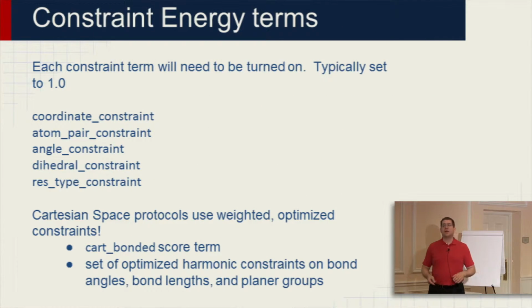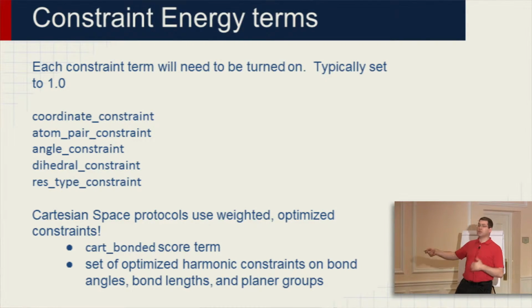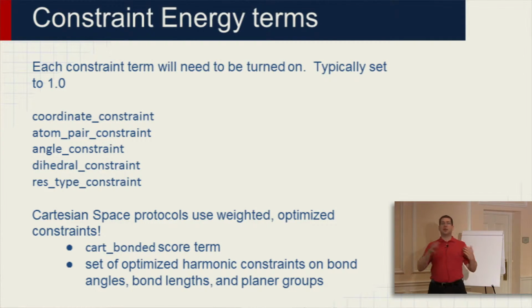All right. So the different constraint types. We should talk about constraints. They add to the score function, and depending on what type of thing they're constraining, they add it to a different energy term. So we have a number of different constraint terms in the Rosetta energy function. Here are some of the more common ones: coordinate constraint, atom pair, angle, dihedral, residue type. And so each constraint type has its own constraint term that it will add its energy to.